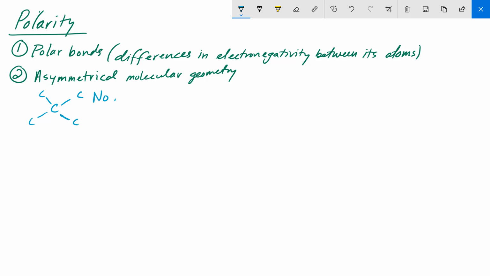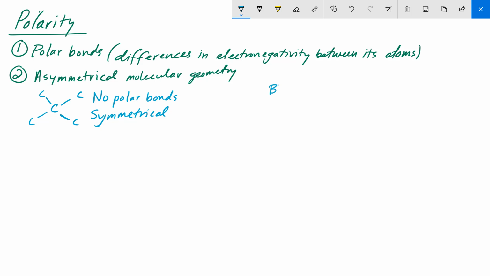The answer is no. This molecule does not have polar bonds because the central atom, the carbon, and the atoms it's bound to, also carbons, have the same electronegativity. So there's no polarity. None of these carbons out here are pulling on the electrons in the bond any more than the central carbon is. So the bonds are not polar. It does not have asymmetrical molecular geometry. In other words, it does have symmetrical geometry. You'll learn more about that in future organic chemistry videos, but this is in the shape of a tetrahedron, which is symmetrical.